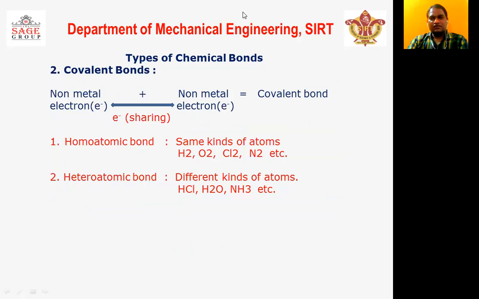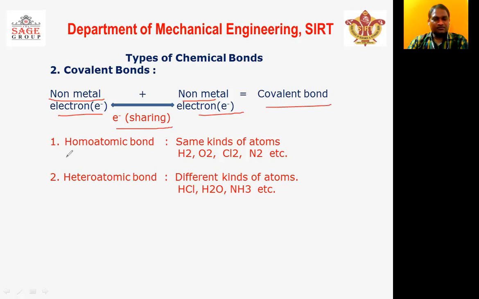Now see how the covalent bond is developed. On one hand there is a non-metal with negative charge, and on the other a non-metal with negative charge, and both atoms want to receive electrons from each other. This can be possible by sharing, and that is known as covalent bond.